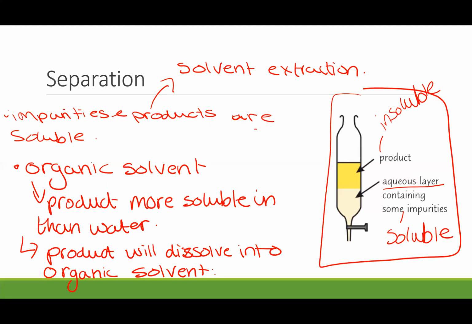And then the solvent containing the product can then be run off using a separating funnel, as we've just talked about. So that is one way we can remove water-soluble impurities from a product.